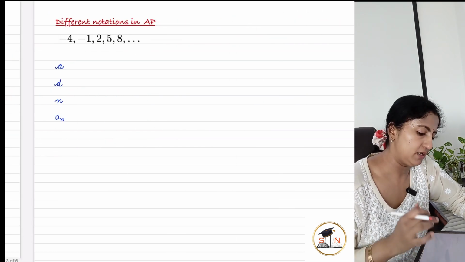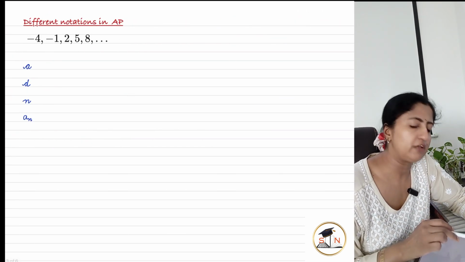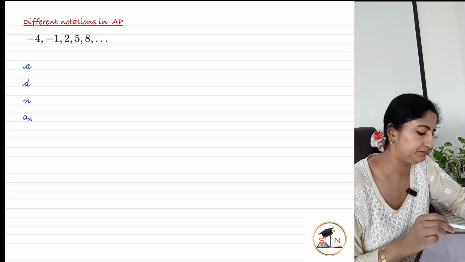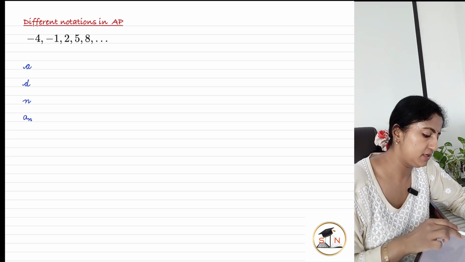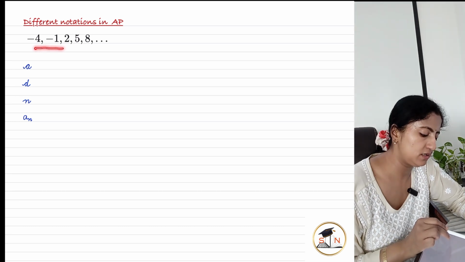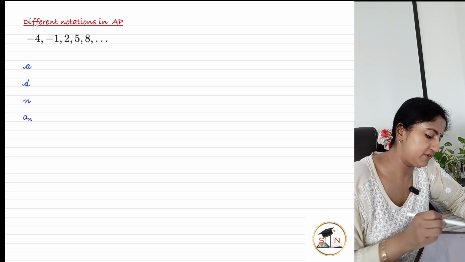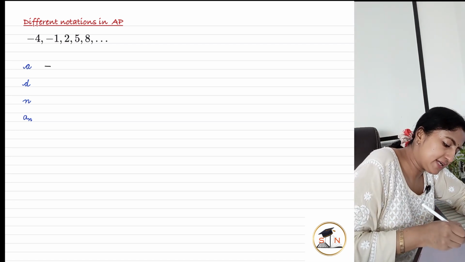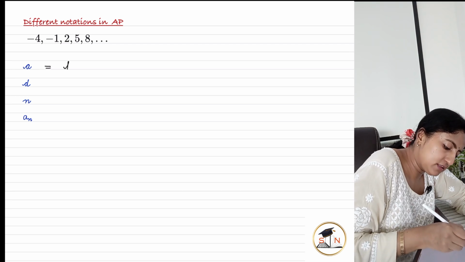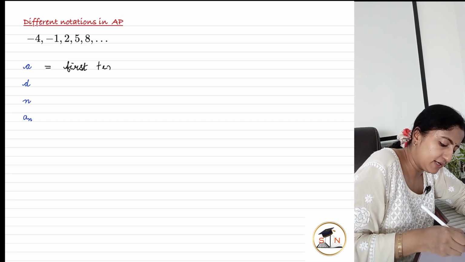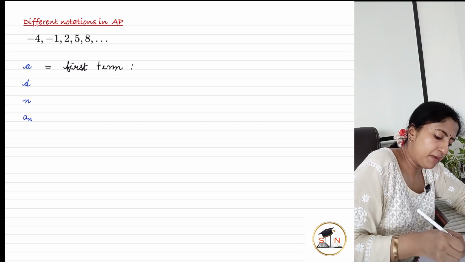Okay. Now, let's understand different notations. What are the different terms that are used over here? I have written an example, minus 4, minus 1, 2, 5, 8. So we will understand the different notations through this example. The first thing, A. A always stands for the first term of the AP. So what's the first term over here? That is minus 4.